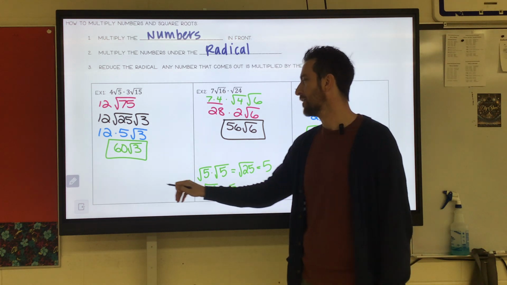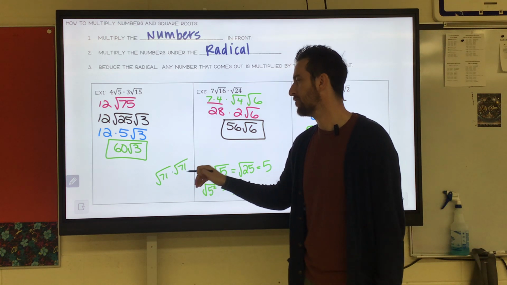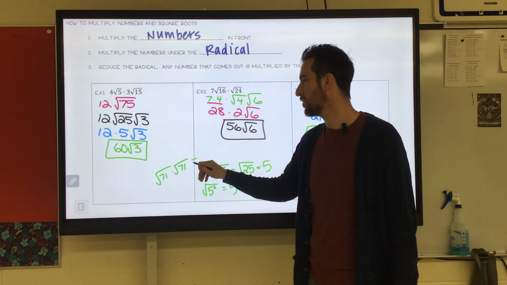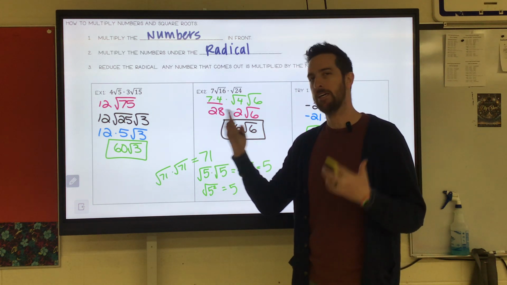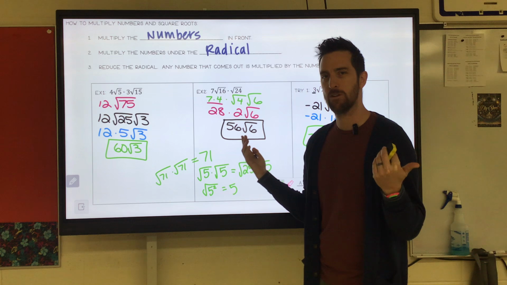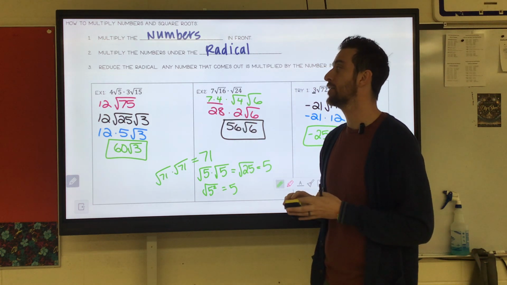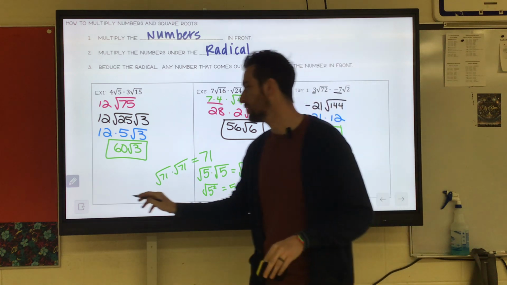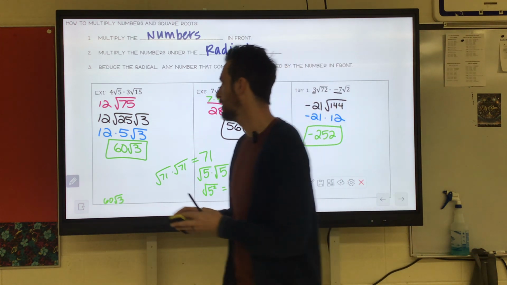But if I had like the square root of 71 times the square root of 71, I don't even have to think. It's the same thing. It would just come out to 71. I don't have to get the gigantic number and then try to figure out what's the perfect square in there. So, using a trick like that on example 1 here, look, it came out to 60 root 3. I'll write it down here so we can make sure we get the same answer.